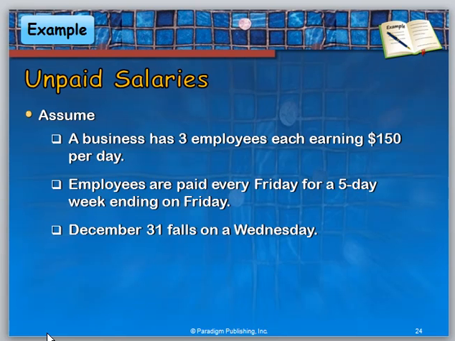So, unpaid wages are an expense of the period in which the wages were incurred. So, unpaid wages for that December example would be that they would fall in the December month instead of January. Now, unpaid wages are a liability of the employer.